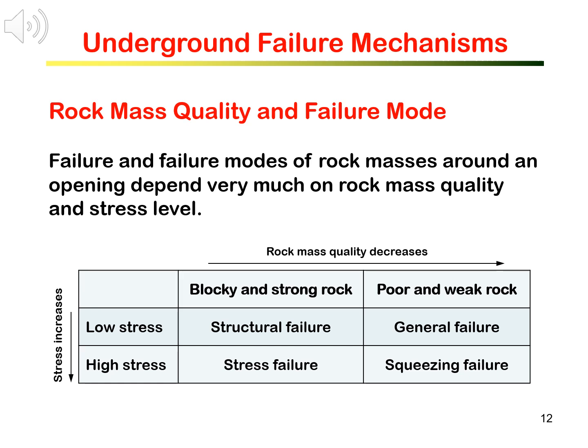For rock mass of generally good quality, the possible failures are block falling and sliding, controlled by joints at a low stress level. At a high stress, spalling or even bursting may occur. On the other hand, for poor and weak rock mass, we will have general failure at a low stress and squeezing at a high stress.